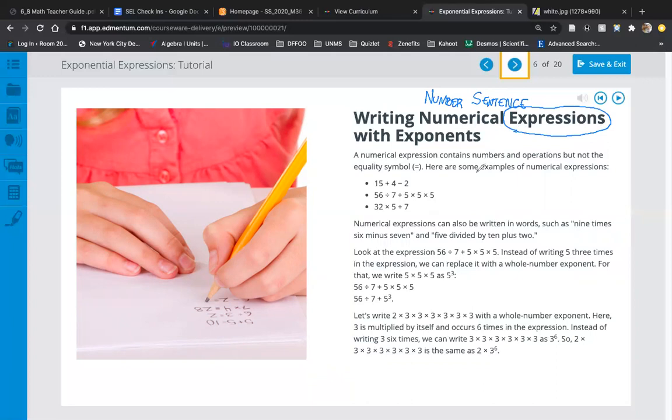Now, what we're going to get to later is the difference between an expression versus an equation. Does anybody know what's the difference between an expression and an equation? I'll give you guys a second to let me know if you think you do.